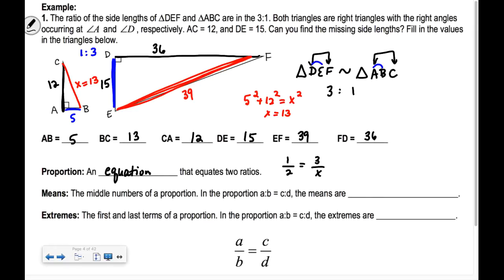All right, so it says means. The means are the middle numbers of a proportion. So if I have a to b equals c to d, the means are b and c. And the extremes are the first and last terms of a proportion. So in a to b equals c to d, the extremes are a and d.